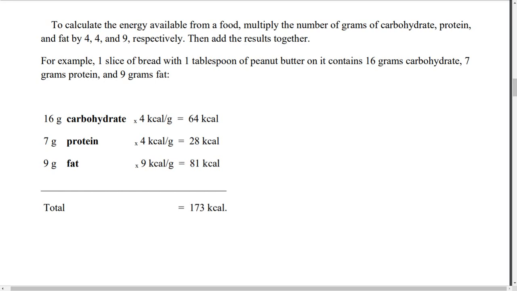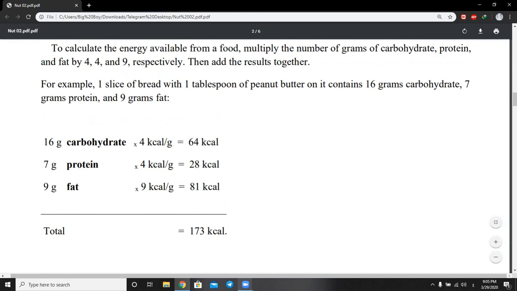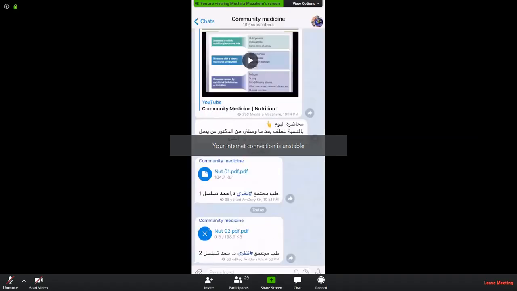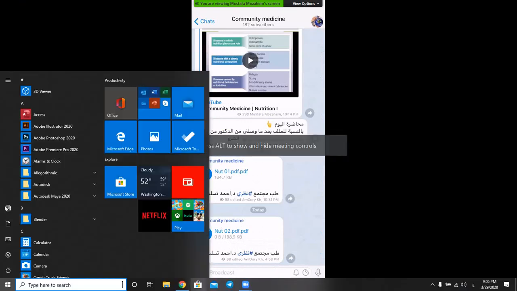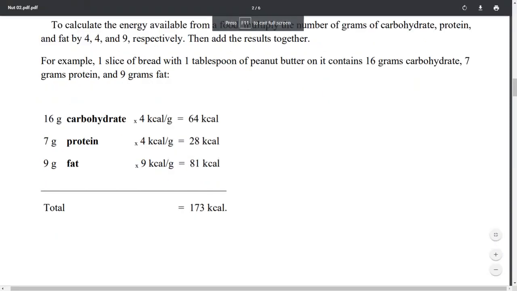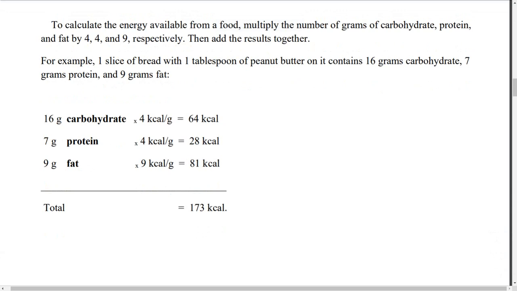So you see this mathematical issue: 16 grams of carbohydrate is equal to 64 kilocalories, while 7 grams of protein equals 28 kilocalories, and 9 grams of fat is equal to 81 kilocalories. Summation total is 173 kilocalories.